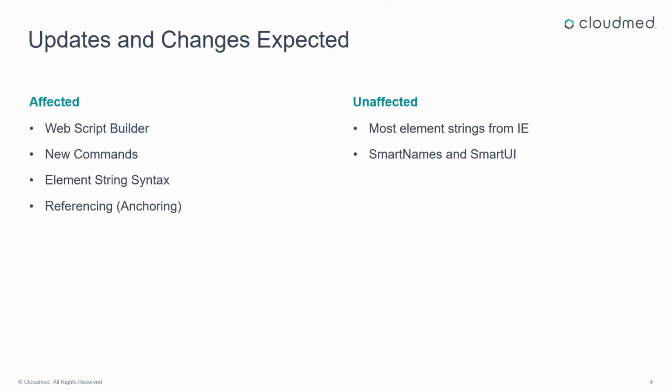So some updates and changes we can expect. There are going to be some items that will be affected, as well as some items that will be unaffected. One of the first ones is our web script builder. So with IE, we would usually use the web script builder or the command builder, depending on what version of EMUE you have, to find element strings on the web page and interact with them. However, with our transition from IE to Chrome and Edge, we can no longer do that. We have to use the command builder, so the web script builder will no longer be available to click on and interact with.